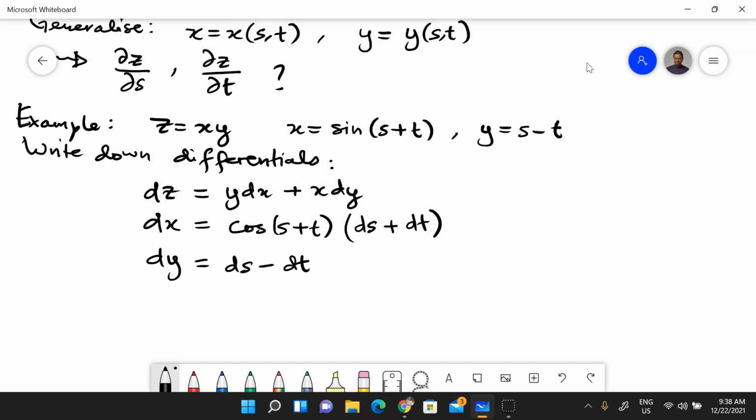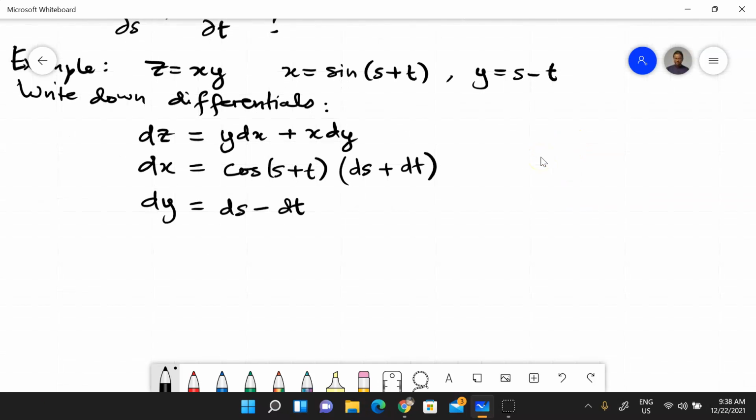So what happens over here, remember our objective is essentially to find these partial derivatives of z. But over here, what do we have? We have this in terms of x and y, and also the differentials of the variables, dx and dy. But dx and dy have already been expressed in terms of s and t. So what we can do is to substitute this into the differential.